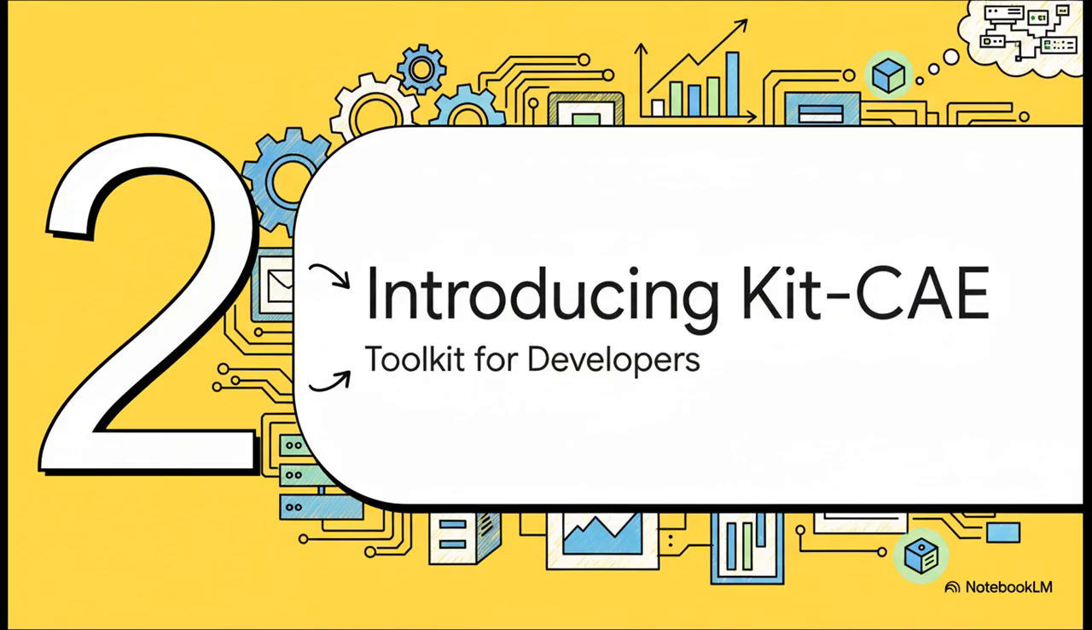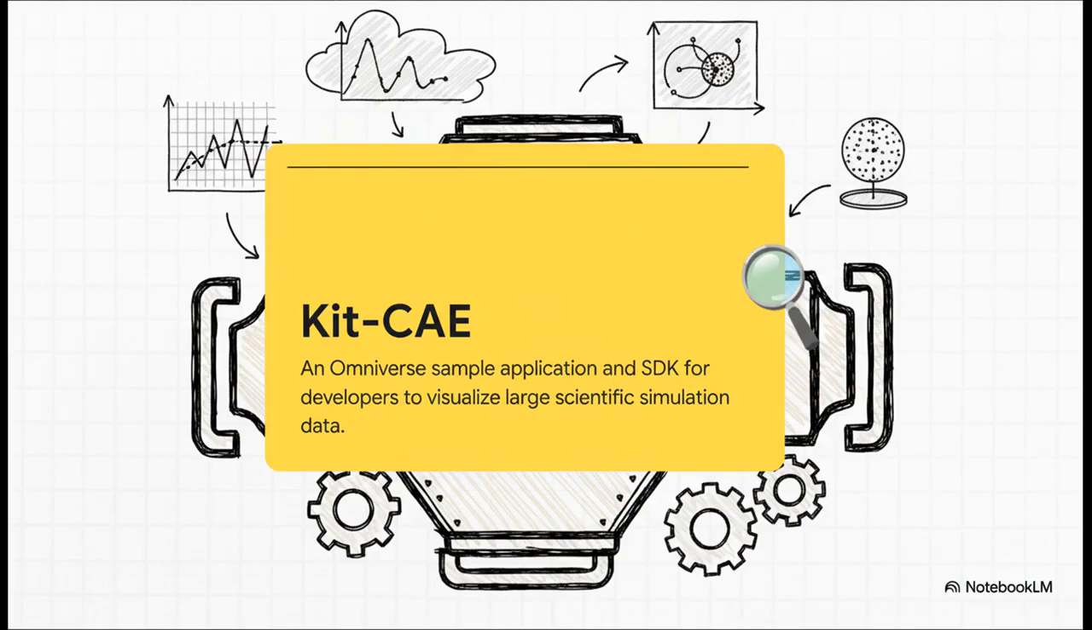This is where NVIDIA's kit-CAE comes into play. It's a whole new toolkit for developers designed to smash that data bottleneck. So what exactly is kit-CAE? Well, it's an Omniverse-based sample application and an SDK, a software development kit. And that's the important part. It's for developers. It's designed to help them process and visualize these huge scientific and simulation datasets. A good way to think about it is, it's the powerful engine, but it's not the fully built car.